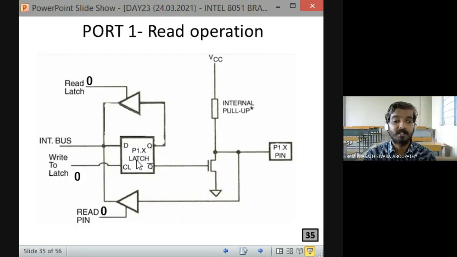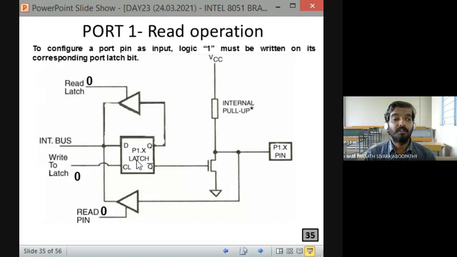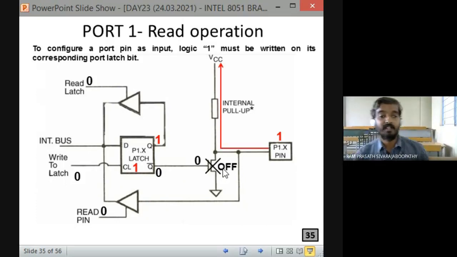I have to write logic 1 to the latch. Fine? Okay. That is the first step. To configure a port pin as input, logic 1 must be written on its corresponding port latch. Fine? So now we are writing 1. 1 எழுதியாச்சு. What about the output at Q bar? Q bar ல என்ன இருக்கும் logic? 0. So what about the condition of the transistor? Off state. Very good. So this path is going to be open circuit and it is connected to 1.